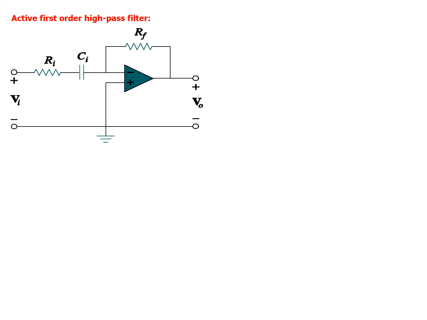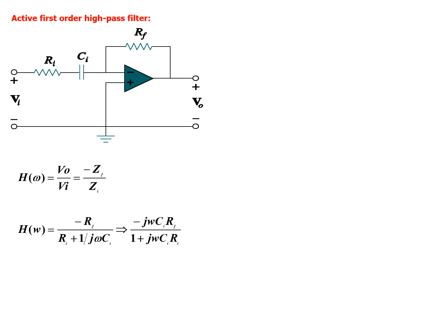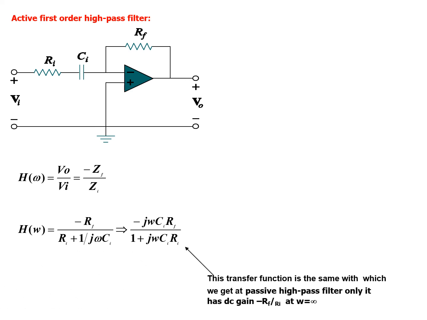For an active first order high pass filter, we have the circuit as shown, RF and RI. This time in the input we have RI, which is in series with a capacitance. Hence we have the transfer function Vout over Vi, which is minus j omega RC over 1 plus j omega RC. And the transfer function is the same as what we get with a passive high pass filter, only it has a DC gain of minus RF over RI. The cutoff frequency is omega C equals 1 over RiC.